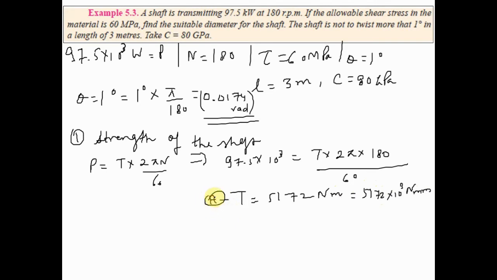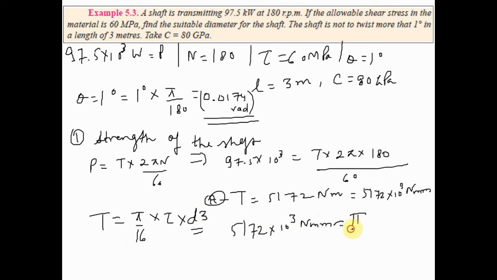Then we will be using the equation that torque is equal to pi by 16 times shear stress times d to the power 3. So from here we will get the diameter of the shaft. So torque, you can substitute this value 5172 times 10 to the power 3 Newton millimeter. It is equal to pi by 16 times shear stress. Shear stress is given as 60 megapascals.